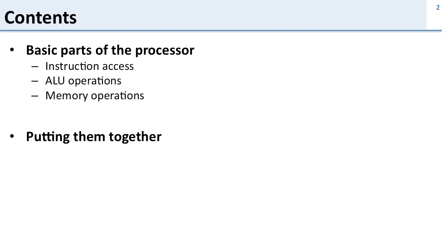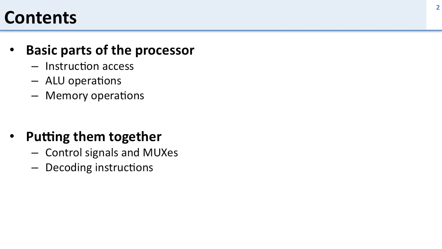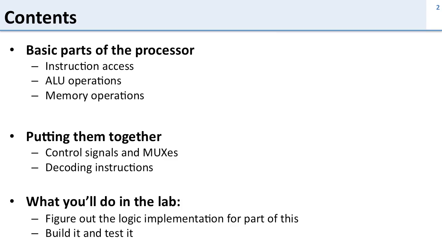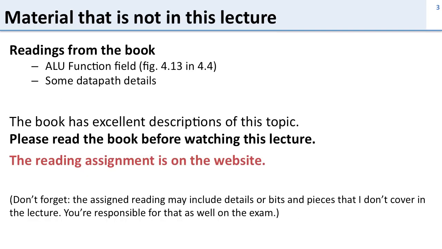We're then going to put all these together, and there are two things we need to look at there. The first is the control signals and how do we route them. So how do we send signals around the processor to control what the various pieces do, and then how do we decode the instructions to figure out how to set those control signals. Finally, in Lab 3, you're going to get to put this all together. So in Lab 3, you're going to get to build a logical part of the processor and see how it works and make sure it all functions.